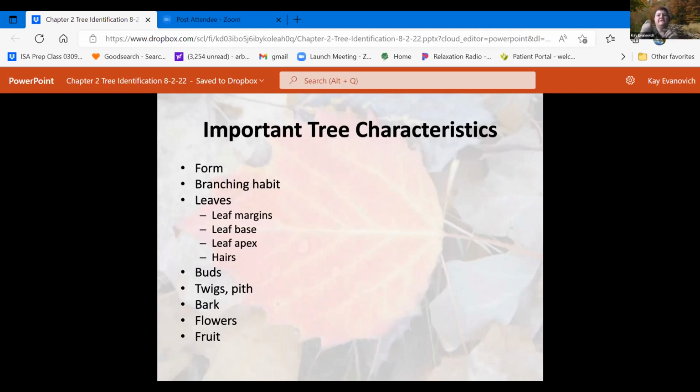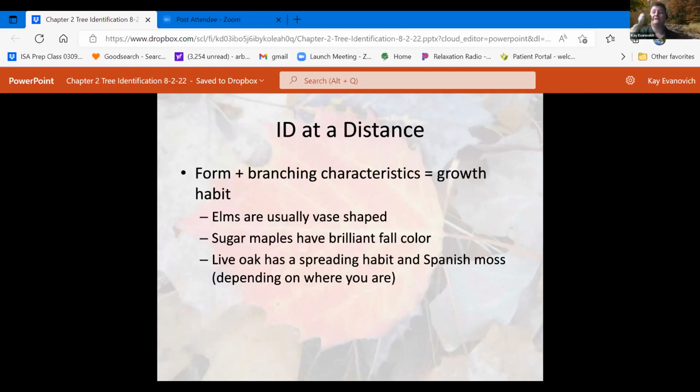You have buds, the little place where the next set of leaves, the next branch is going to pop out. That always looks different on different types of trees. The twigs, how they branch out is different. The pith inside that twig is different in different trees. The bark is different. Flowers, fruit, may have them, may not, depends on what type of tree it is, right? It helps to know all these things, and it really helps to identify them, especially in winter when you don't have leaves. You really want to know what the bark, the form, the twigs and the pith and the buds look like. It's going to tell you what type of tree that is when there are no leaves present.